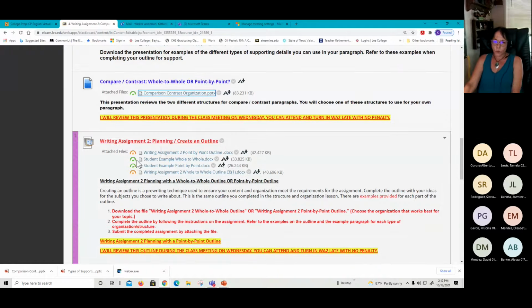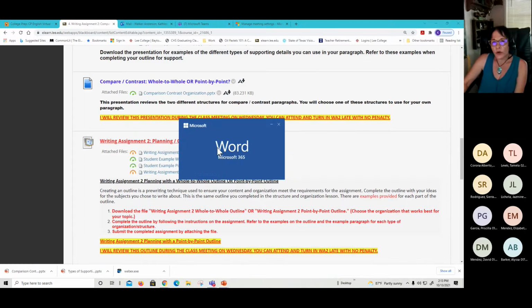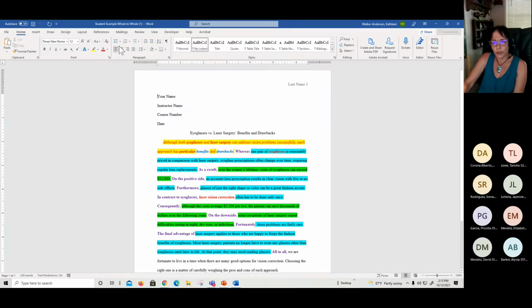And this assignment was all about pre-writing or planning your paragraph, and it was creating an outline. But I only gave you the whole to whole. So what I've done is I've added point by point. And we're going to go through first. Let's look at the whole to whole example. I'm going to bring up that example paragraph. This is the same paragraph that you looked at in week 4. You took the quiz over, and that lesson was based around this paragraph.